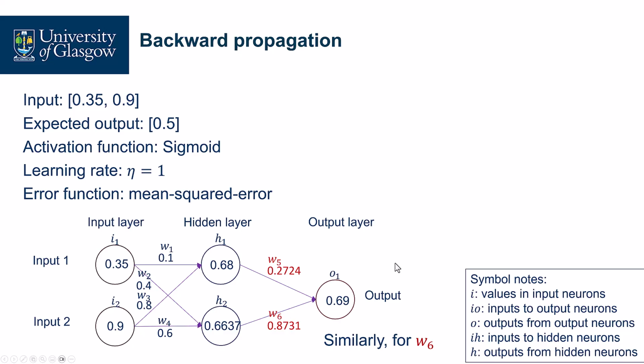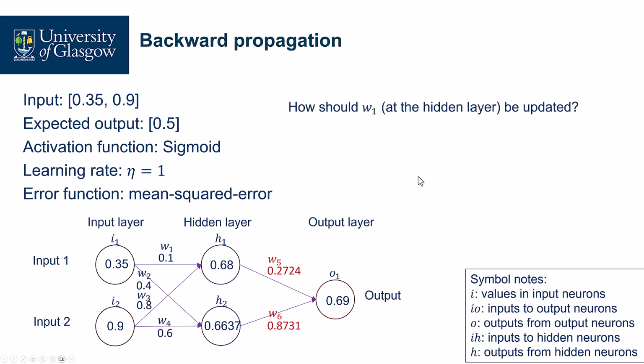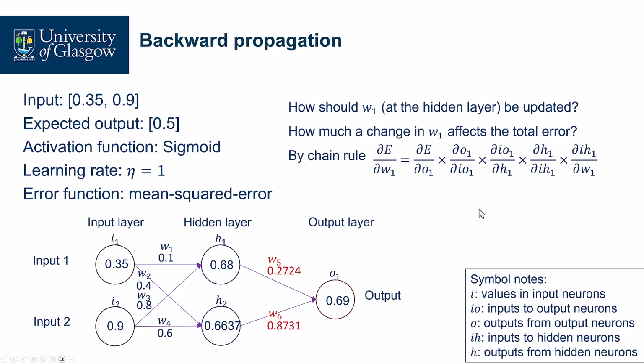Okay. So now we will see for the next step, right? So we will go to W1, W2, W3, W4. So we take W1 as an example, right? So how can we update W1? Again, the question is that how much change in W1 affects the total error here, right? So we can again use the chain rule. So we can use the partial derivatives of the error function with respect to W1.